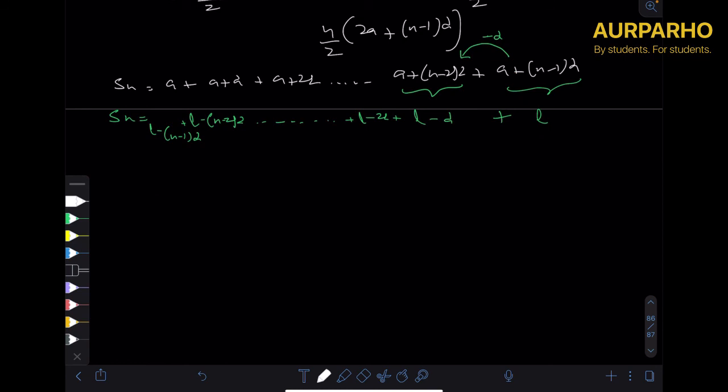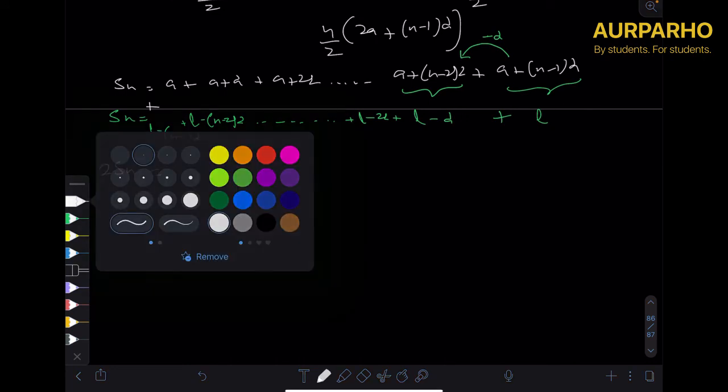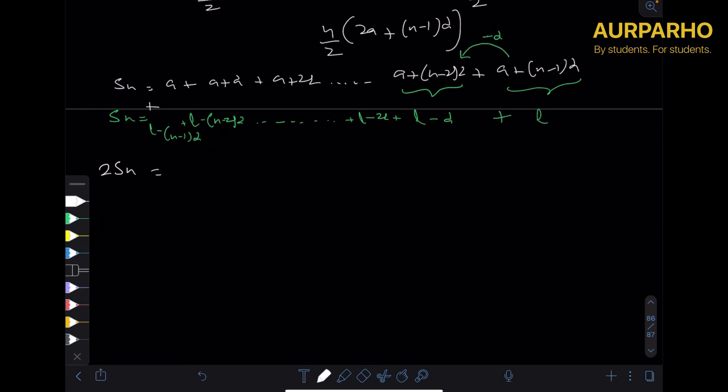This is what you could call the trick by pairing. If we just add these two, so 2Sn, we know that we can pair these terms such that after you add them, all you're left with is a and L. So if I take this a and I pair it with this L, it becomes a plus L. And then if I take a plus d and I pair it with L minus d, well, that's just a plus d plus L minus d. So really the d's cancel, and I can write this as a plus L. Right? And this goes on for all of them.